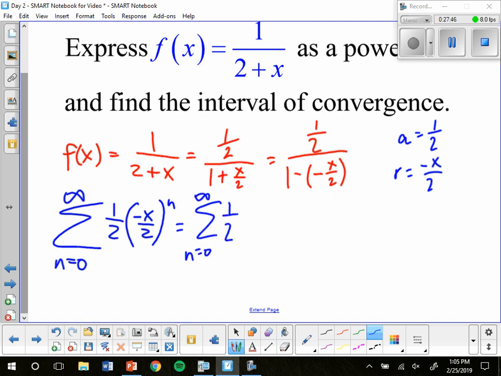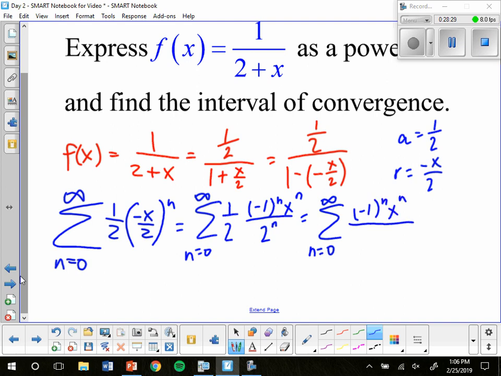So the 1/2 can just stay. What happens to the negative x to the n? How can I split that up? Negative 1 to the n, x to the n. So I can split up negative x to the n over 2 to the n. So I just raise every factor in there to the n power. And then I want to make it look better. The top looks good, negative 1 to the n, x to the n.